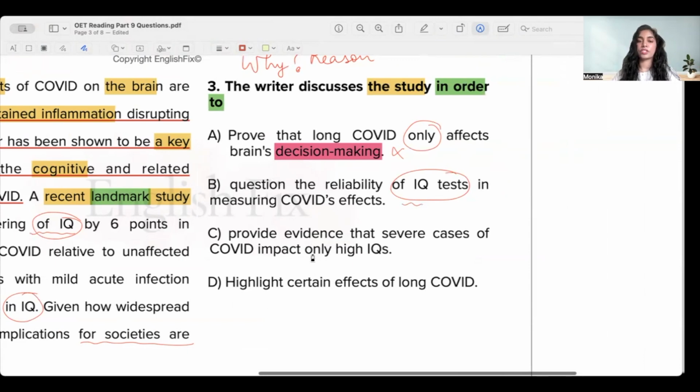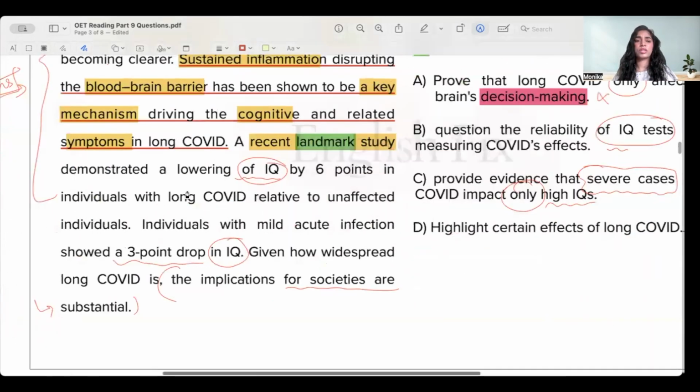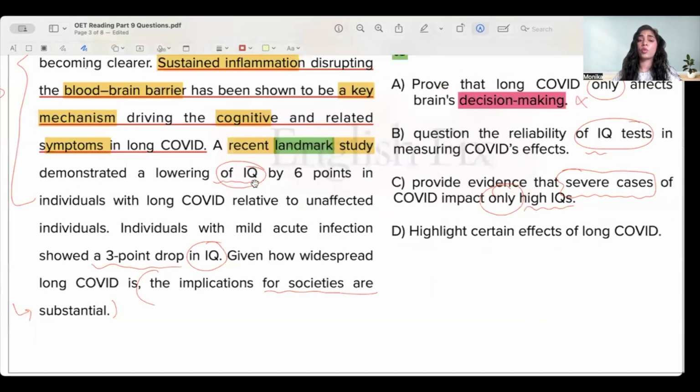The writer is using the study to provide evidence that severe cases, let's look at this word, severe cases of COVID impact only high IQs. It's quite confusing. They're both talking about IQ tests. Do we have severe cases? Well, here they said that it demonstrated lowering of IQ by 6 points in individuals with long COVID. And then with mild, they have talked about people who have mild infection, but they haven't talked about people who have severe cases. No. So the severe cases part is wrong.